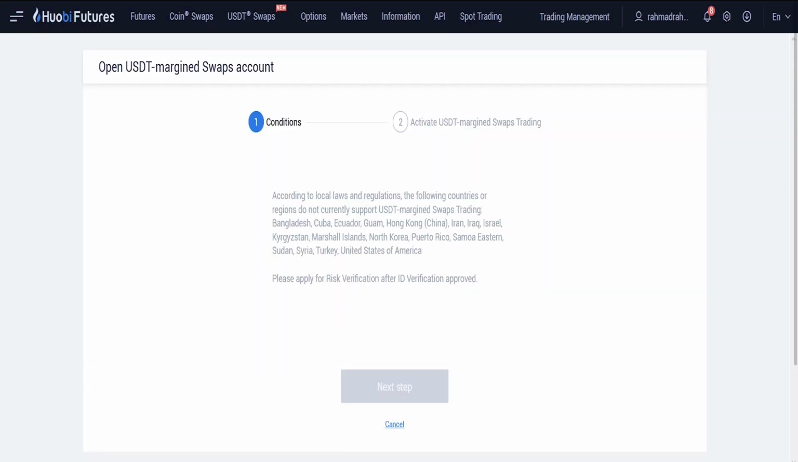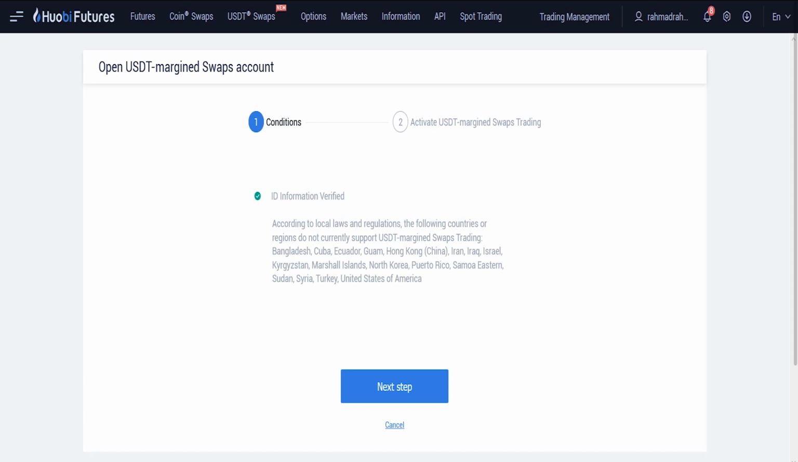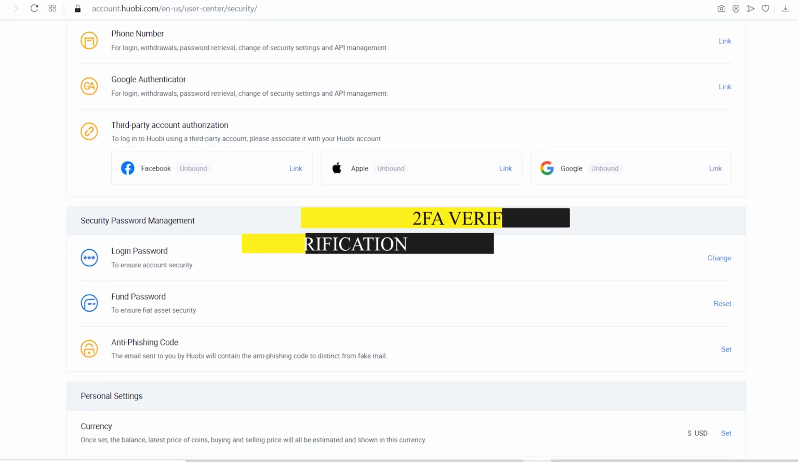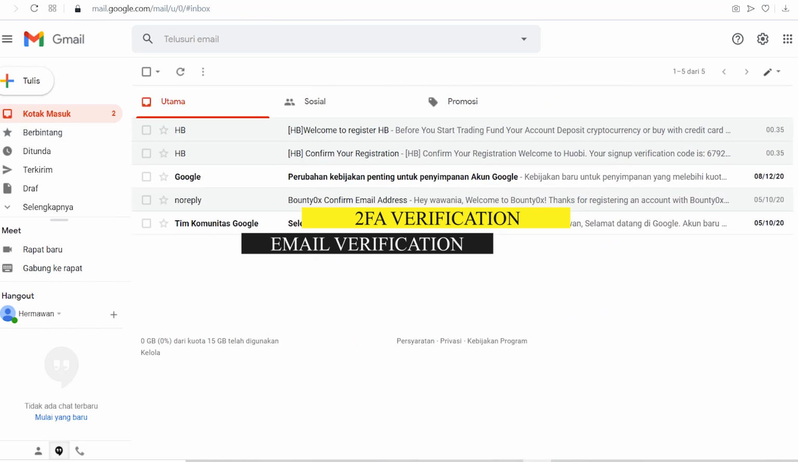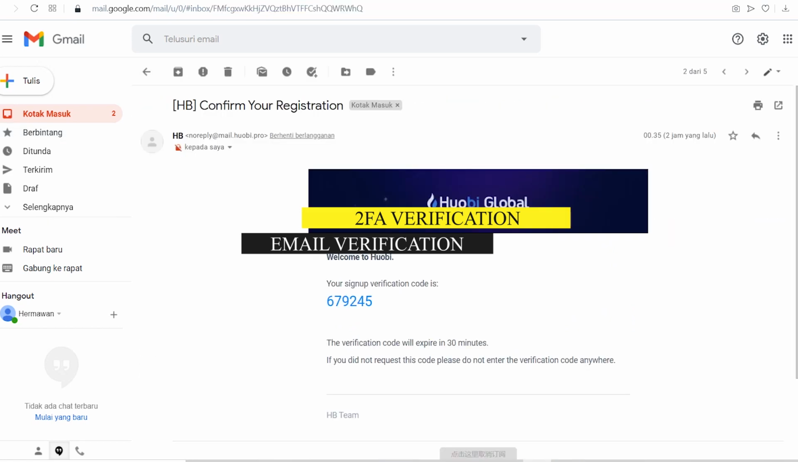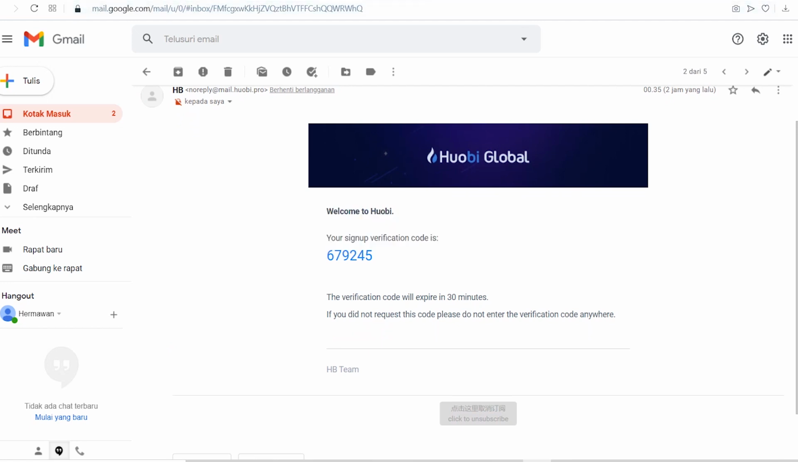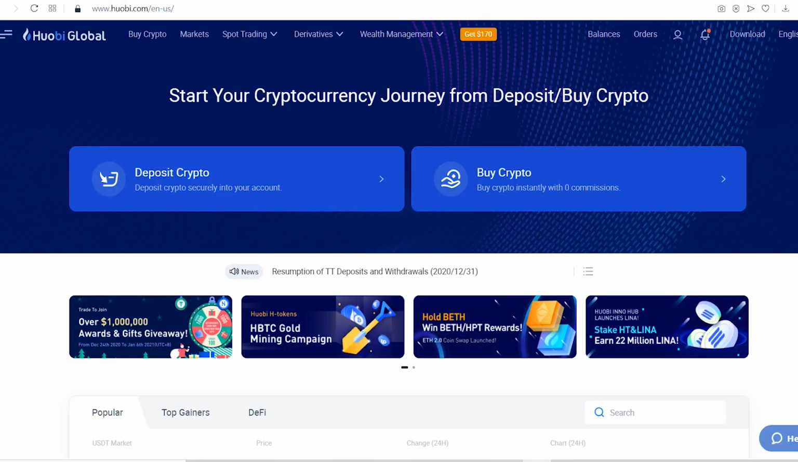Log into your Huobi account and open USDT margin swap. Security measures: allows enabling two-factor authentication, 2FA, for additional security. Huobi also implements additional security measures such as email verification, a designated fund password to ensure fiat asset security, and phone verification.